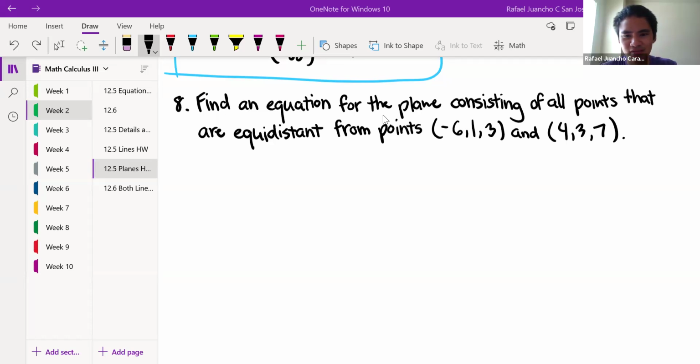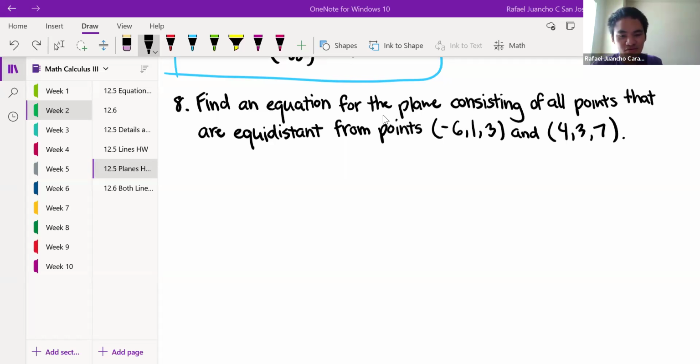Okay. Now, how do I find all points that are equidistant from the two that are given? Yeah, that's interesting. Hmm. Okay, and I'm thinking about it.